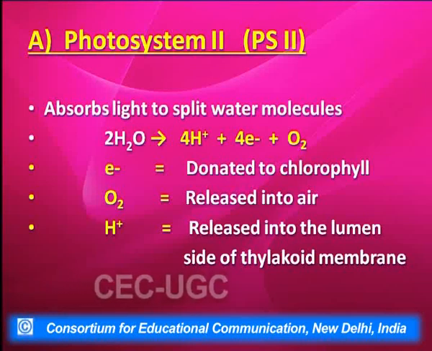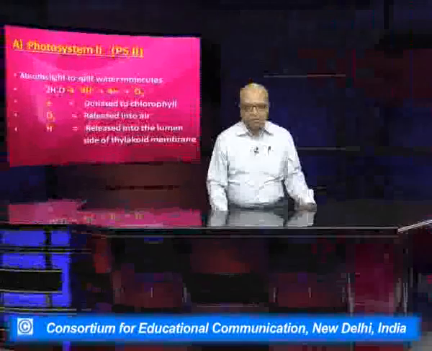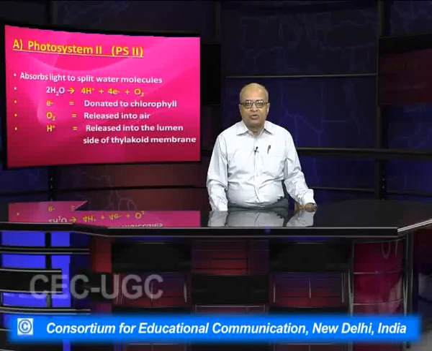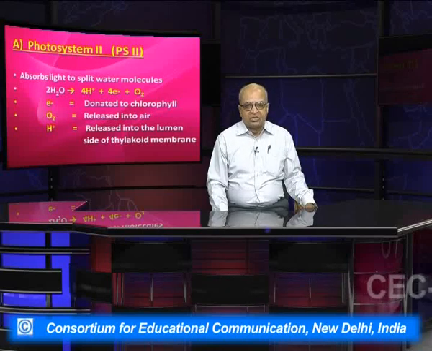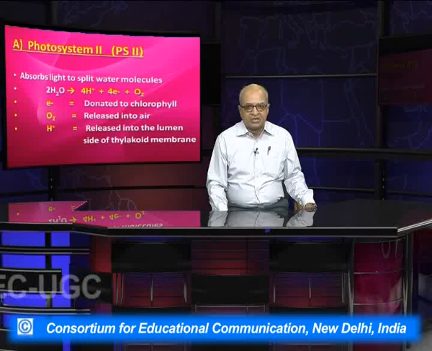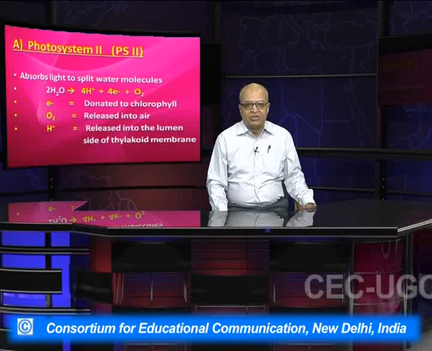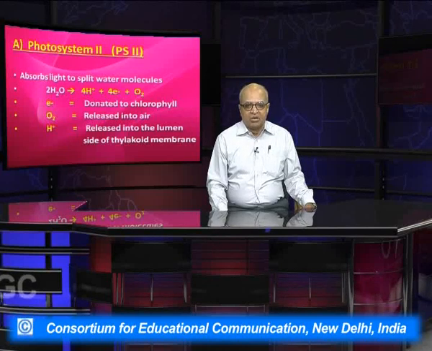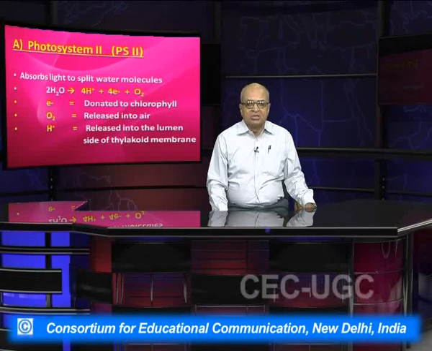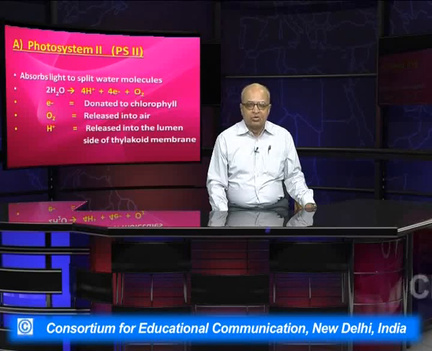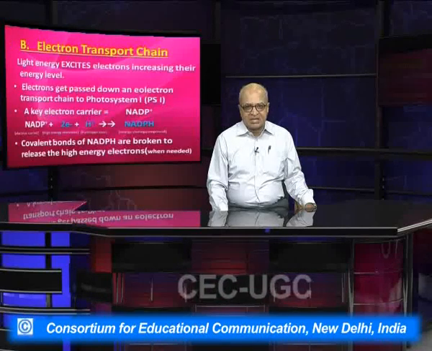Now, the electrons which are released are immediately donated to the chlorophyll molecules, because they would be losing their electrons in terms of photoexcitation. Oxygen is released into the atmosphere, and of course, the H ions are released into the lumen side of the thylakoid membrane. We would see subsequently that this creates a very strong electrochemical or proton gradient, which is vital for the generation of ATP through the functioning of the multi-enzyme complex ATP synthase.